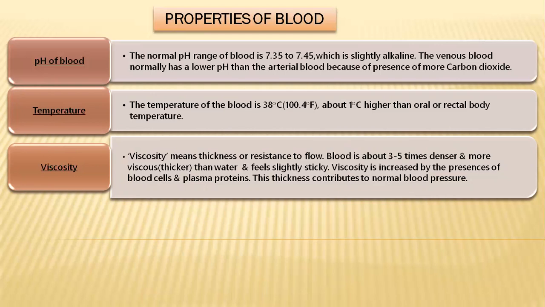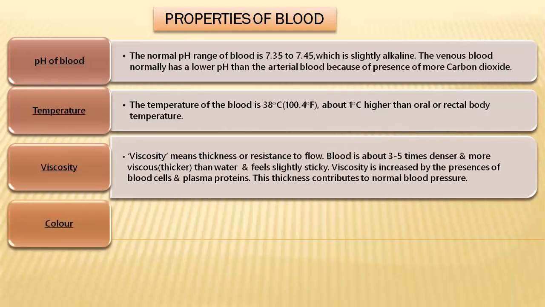Okay, so the plasma protein that contributes mainly to the high viscosity of blood is fibrinogen. Fibrinogen is one of the coagulating factors, and it is produced by the liver. Because this fibrinogen can result in sticking of other cells, the viscosity increases because of plasma proteins and blood cells.